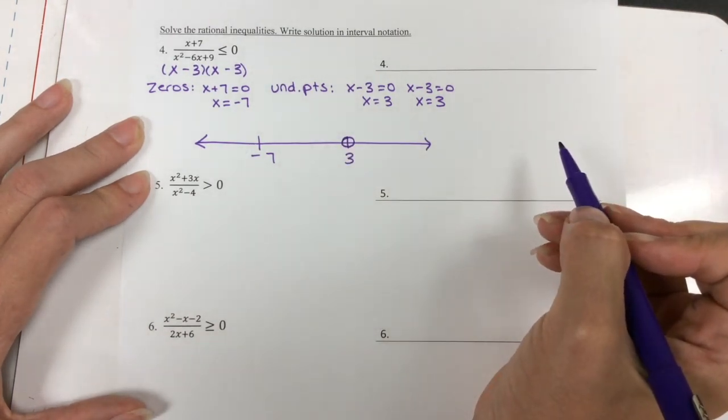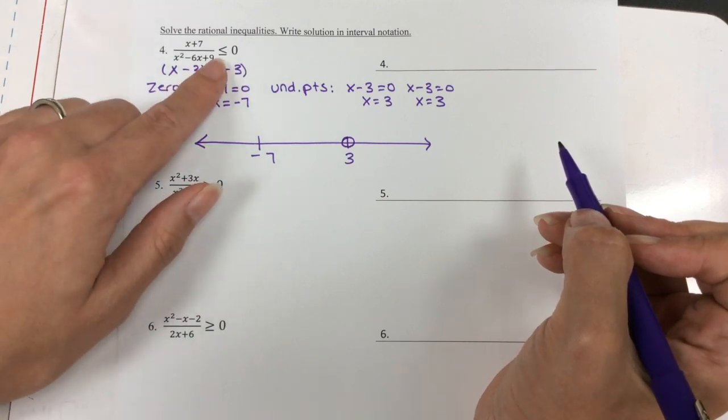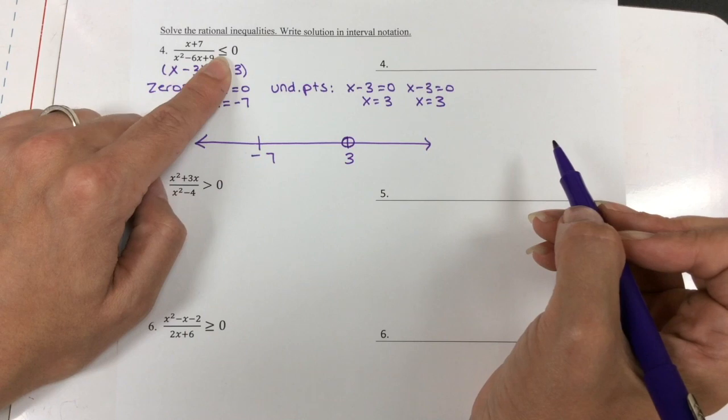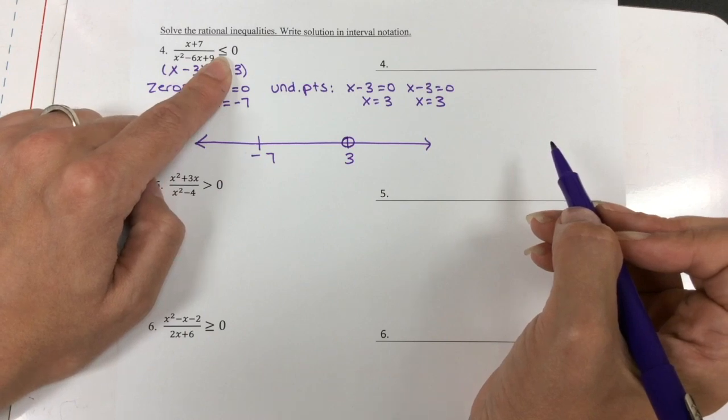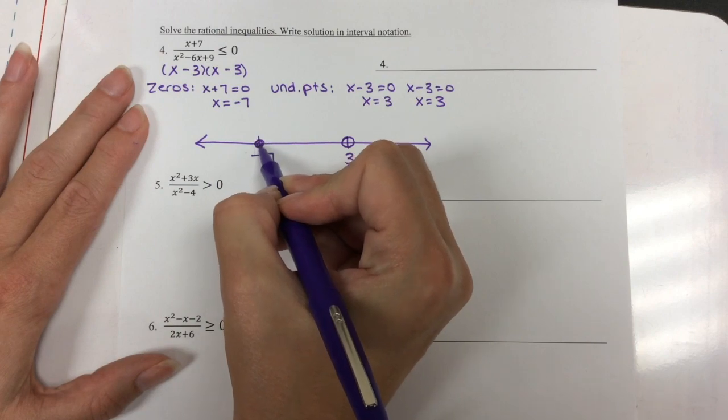Will we include zeros? Now, this question will have a different answer depending on your problem. So look at the sign right here. This says less than or equal to 0. Are we allowed to include 0? Yes. So we will use a closed circle.